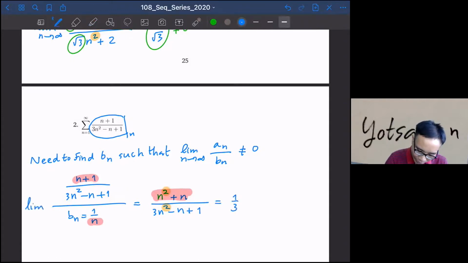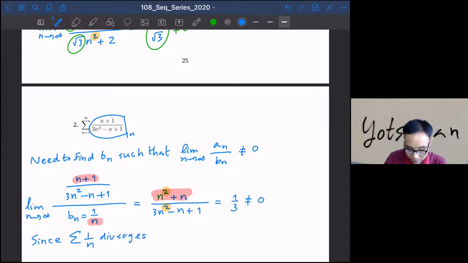Okay, so it's right. You see how I said that I like to adjust the degree to make it the same. So it's going to be 1/3, not equal to 0. And you have the series 1 over n diverges. So you would get the series n equal to 1 to infinity of n plus 1 over 3n squared minus n plus 1 is also diverges.